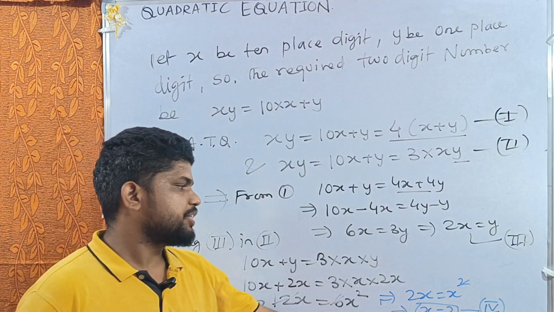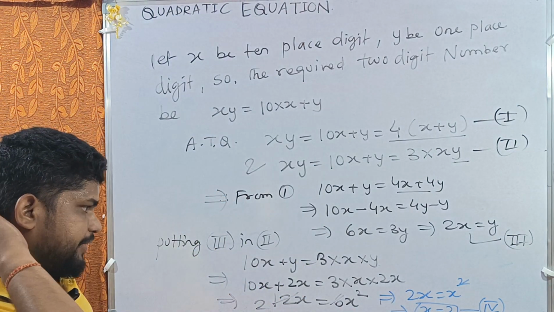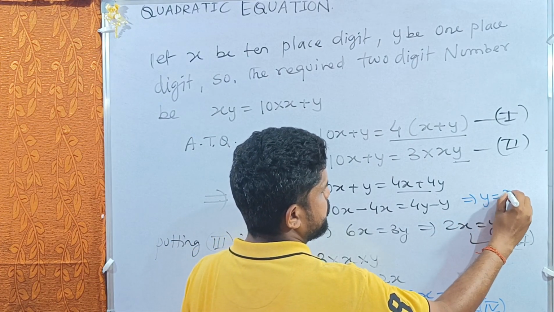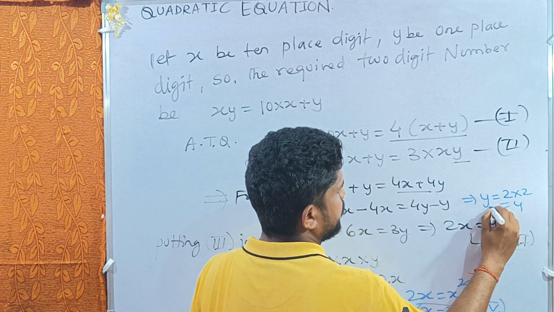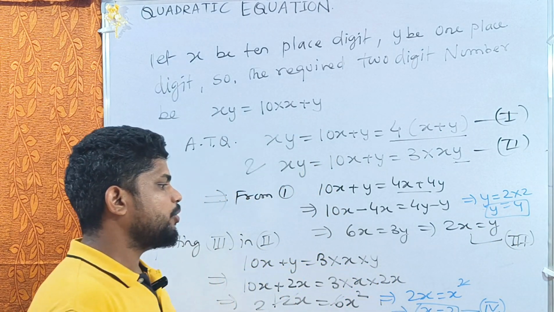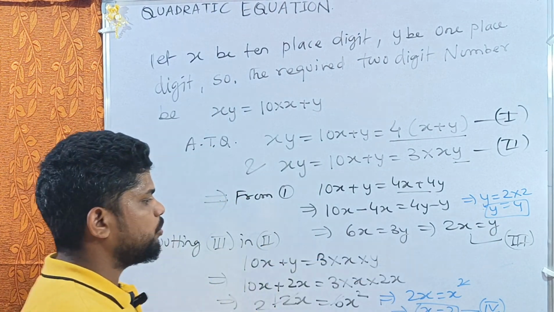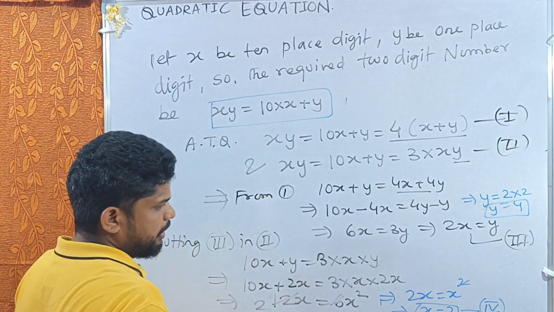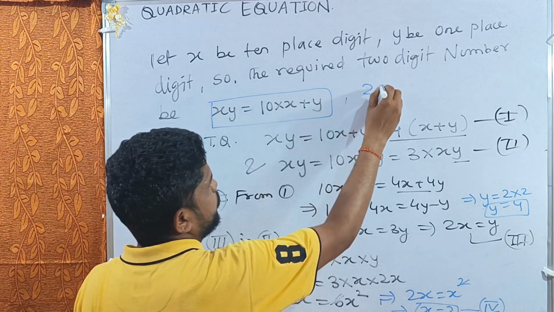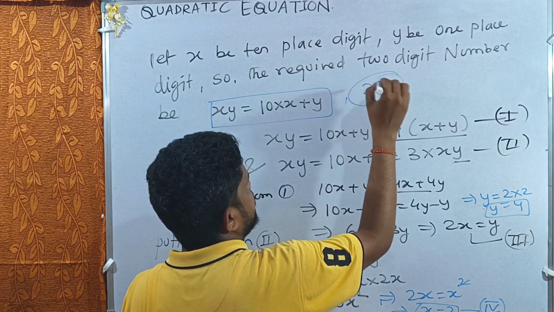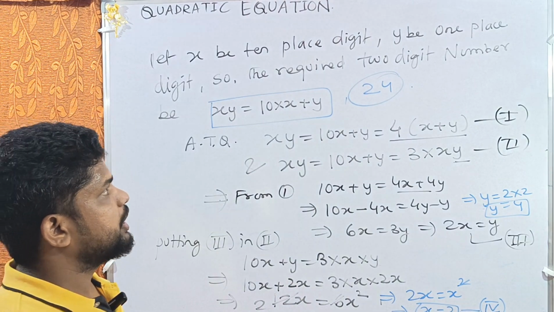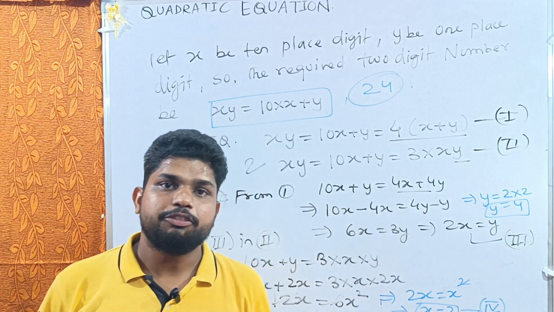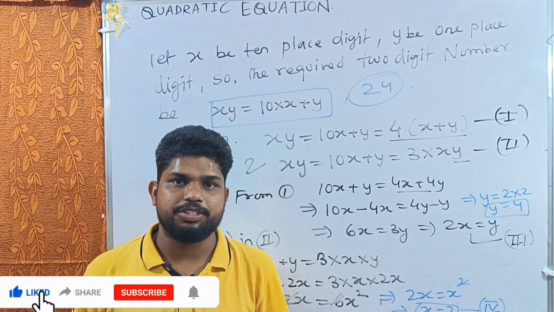Put equation 4 in the third and you will get the value of y. If I put the value of x as 2, I will get the value of y is equal to 2 into 2, which is 4. So we have got x equal to 2 and y equal to 4. So the required 2-digit number has x as 2 and y as 4. It is 24. The required 2-digit number is 24. This is the word problem which has been solved by using a quadratic equation.